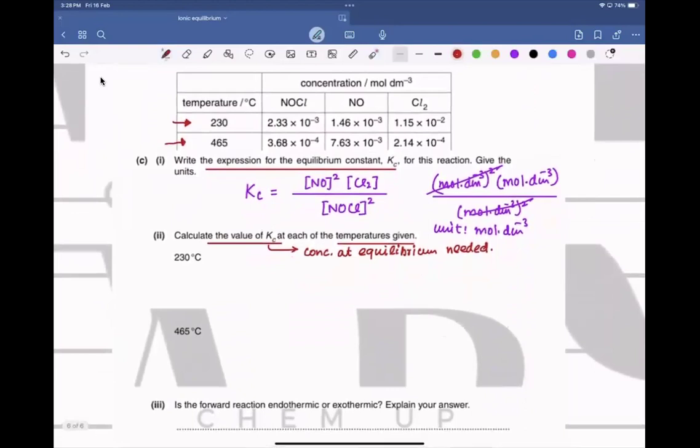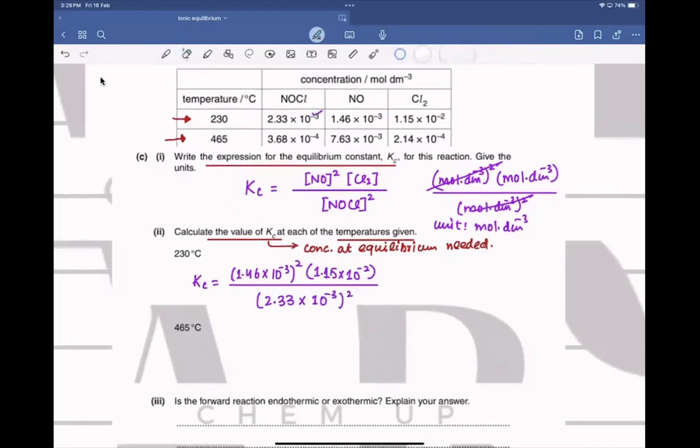Okay. Now if I solve the question. For 230 degrees Celsius, Kc is equal to the concentration of NO, which is 1.46 exponent minus 3, raised to the power 2, times the concentration of chlorine, which is 1.15 exponent minus 2, divided by the concentration of NOCl, which is 2.33 exponent minus 3, squared. See, I have used these concentrations. Can anyone solve it and tell me the answer, please?